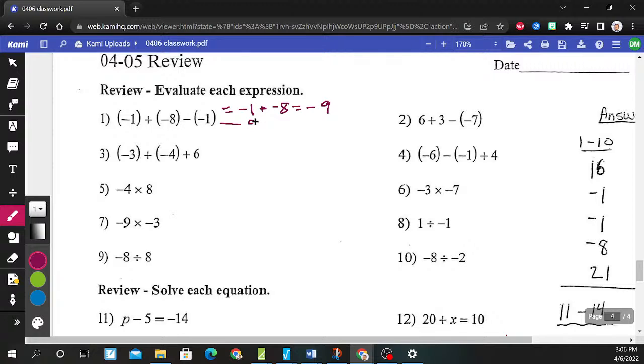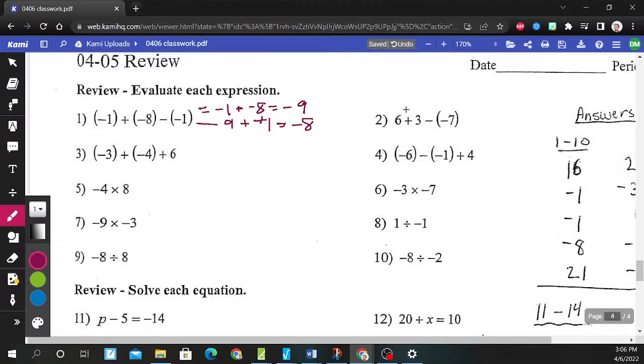Then over here, we do the same kind of thing. We have 6 plus 3, which is 9, but then it's minus -7, so it's plus 7. So 9 plus 7 is 16. Over here, we've got a -3 plus a -4. That's a -7. Plus 6 is -1. Right here, we've got -6 plus 1, which is -5, plus 4, which is -1.